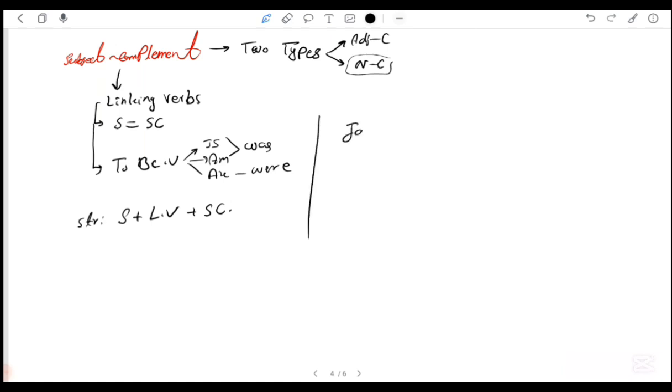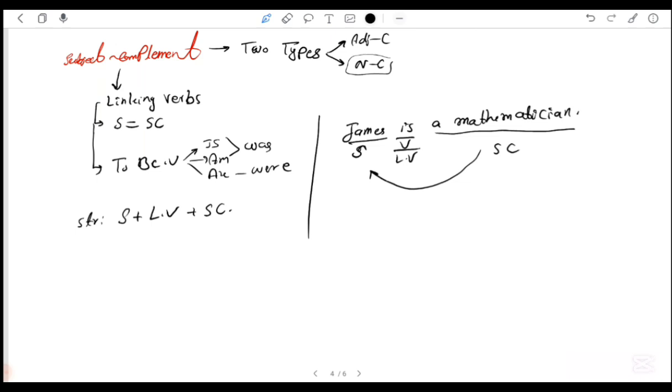Like some basic sentences, I would say like James is a mathematician. So James is a subject, is is a linking verb. A mathematician is a subject complement. It talks about the subject, right? It is an equal sign. If you don't know the meaning of mathematician, let me tell you. A mathematician is a person who studies math.